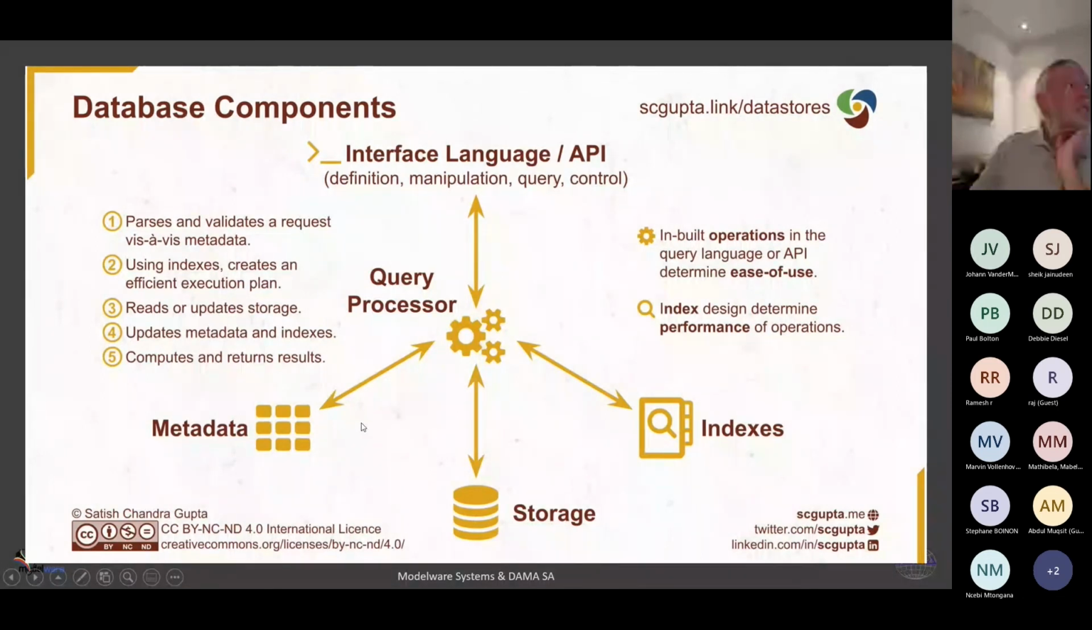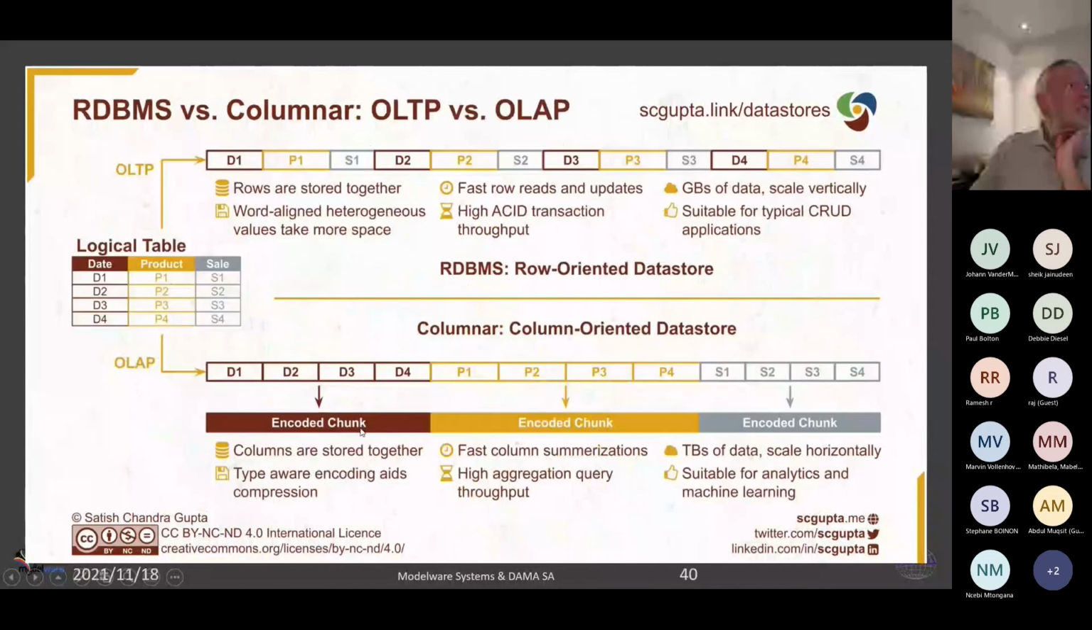Okay, so maybe just a simple slide. I like this slide to explain the columnar database that I refer to. And notice this is the difference between OLTP versus OLAP. So here we have a logical table, and it's got a set of rows, and in there are 3 columns: date, product, and sales.